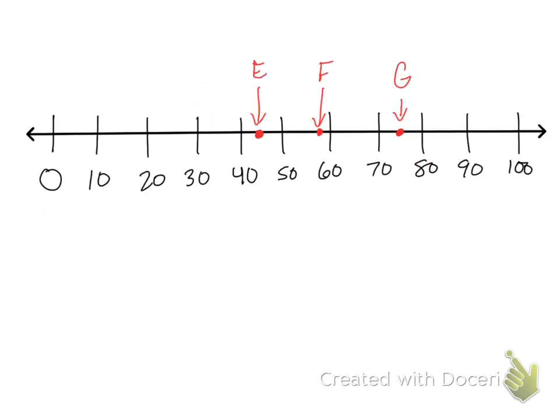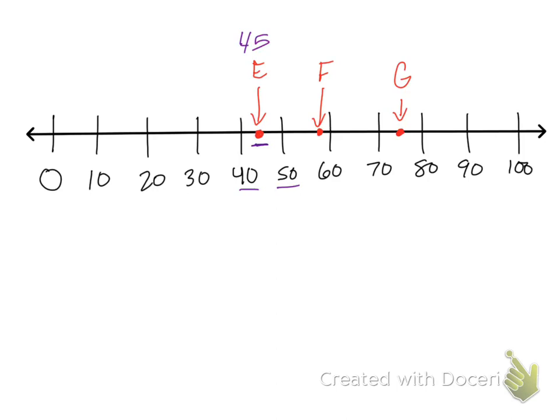Okay? So here on this number line, I have 3 different points. I have E, F, and G. If we look at each one to figure out what it is, point E looks like it's about halfway between 40 and 50. So E should be equal to 45 because it's about halfway between.